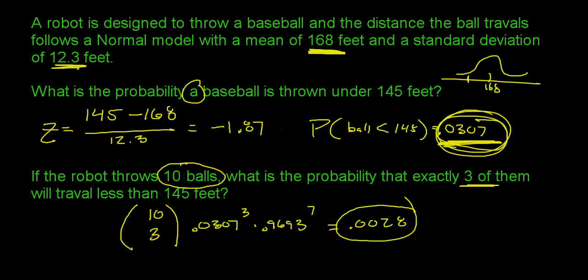So again, kind of a cool problem because I used the normal model, but then I had to use the binomial model because now I'm talking about 10 baseballs. Hopefully it all makes sense. And the binomial model, there's usually a couple questions on the AP test about it, so make sure you do a quick review for it.